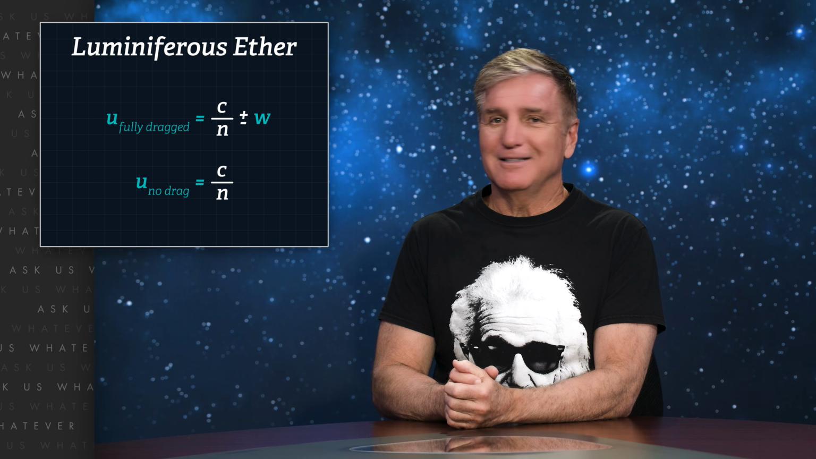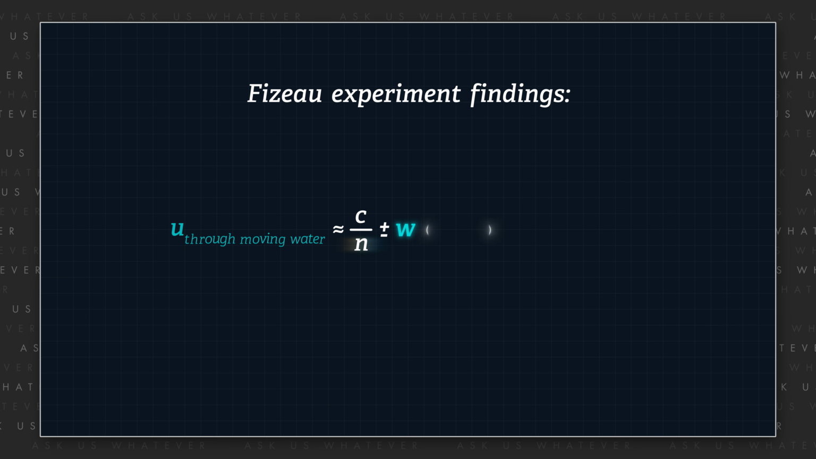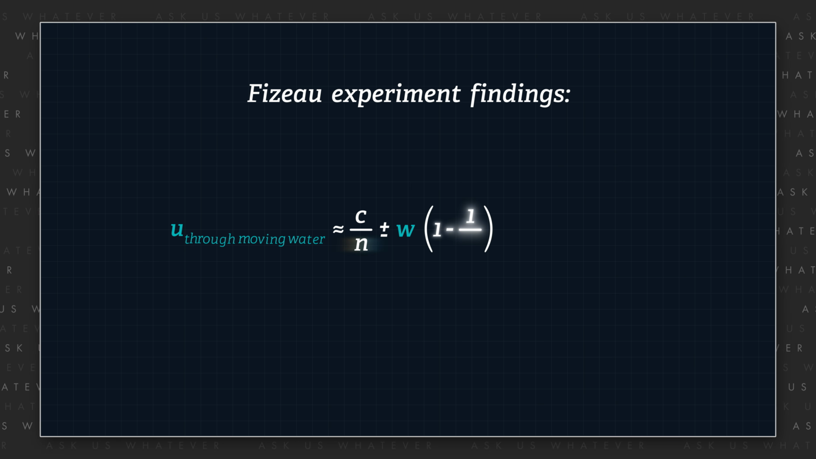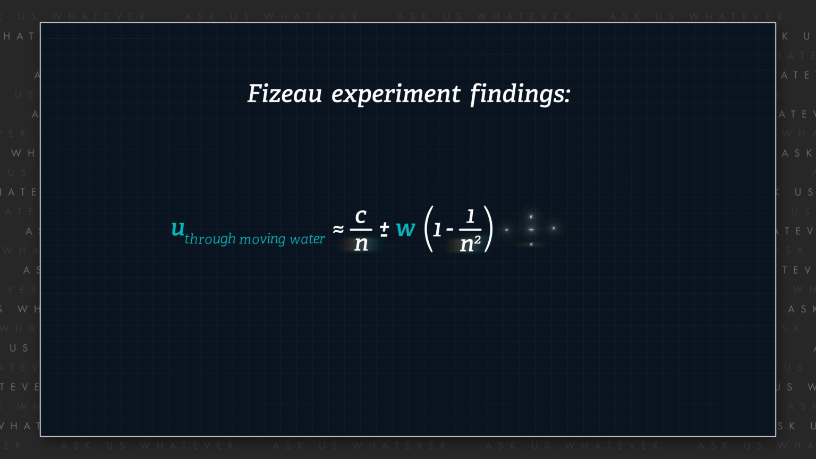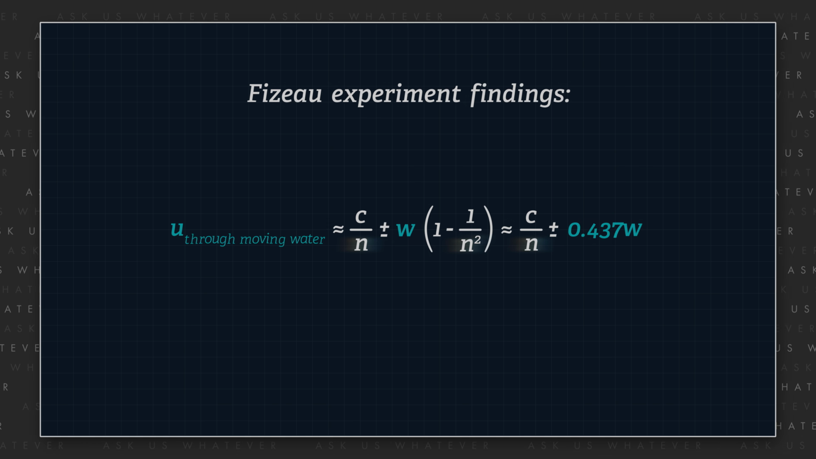Fizeau's experiment yielded neither result. Fizeau found that the speed of light through moving water was approximately c over n plus or minus the speed of the water multiplied by 1 minus 1 over the refractive index squared, adding or subtracting slightly less than half the speed of water to the speed of light through stationary water.